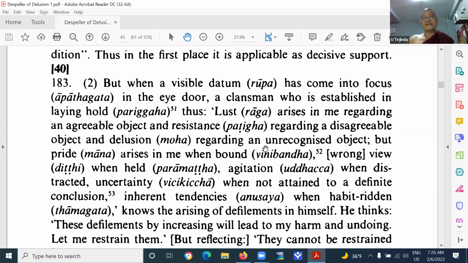Not see it as it actually. Asamapikkhanaya, not see it as it is. So when you see the object, you do not see the object as it is. Not seeing as it is, moha arises there. Vinibandhasa pana me mano upanno. Hi, Sayadaw. Mana arises in me, we bound. Vinibandha. Hi, Sayadaw.